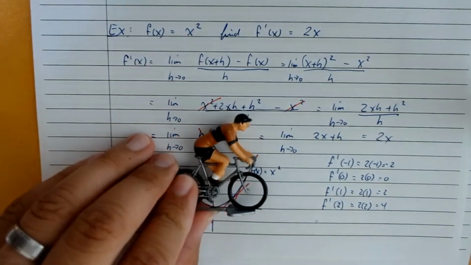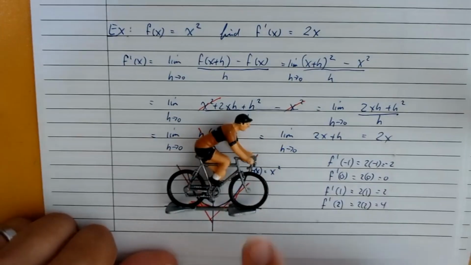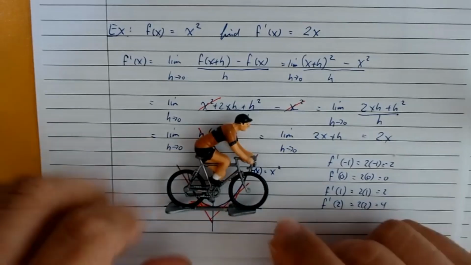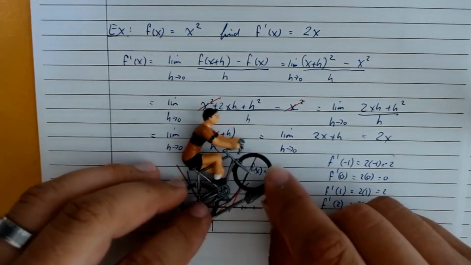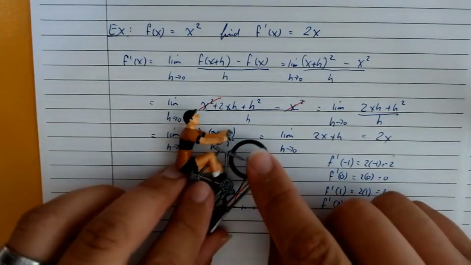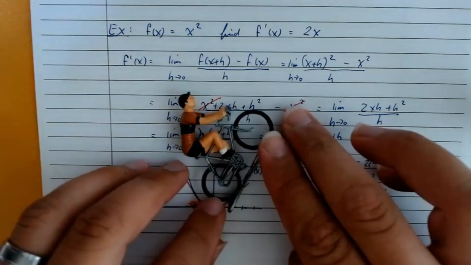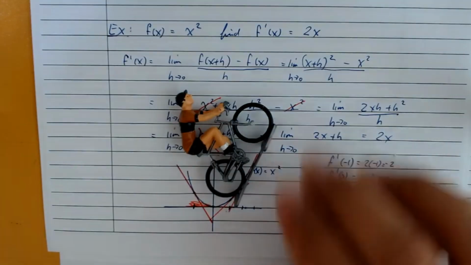When he's at the bottom of the hill, he's facing straight across. So the slope for him, at least in this moment in time, is 0. But then as he starts to climb, okay, I know the slope is changing, but at this exact moment in time, when he's sitting right here, his slope is positive. And as he keeps climbing, that slope is getting higher and higher.